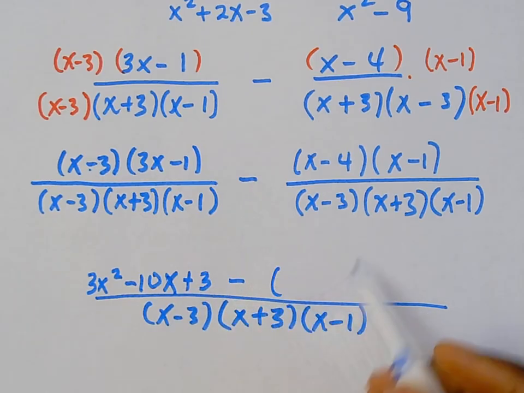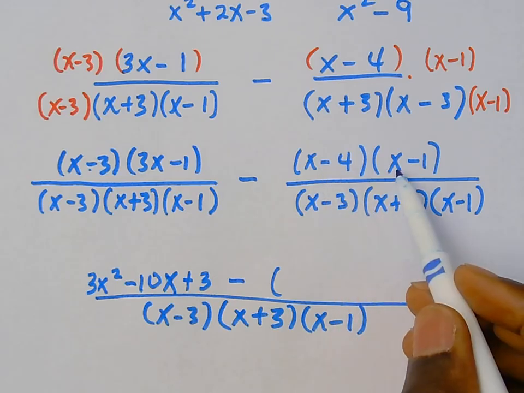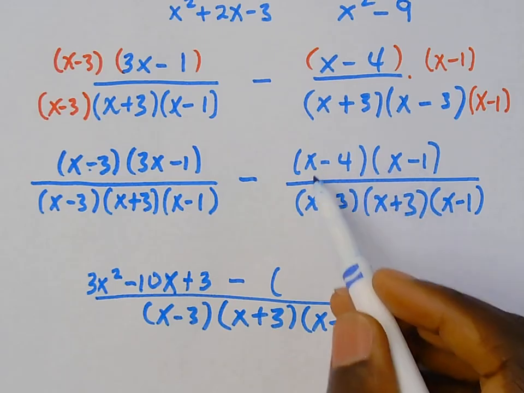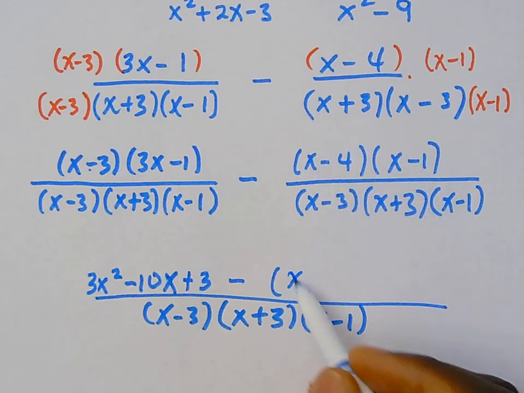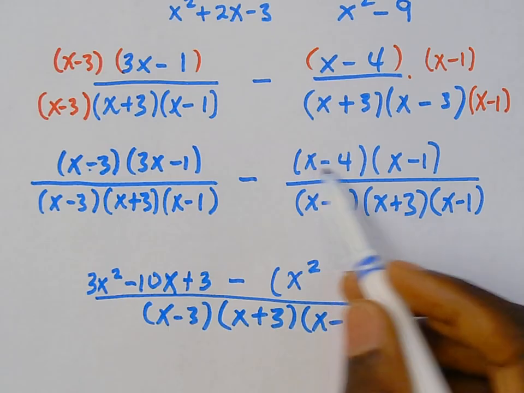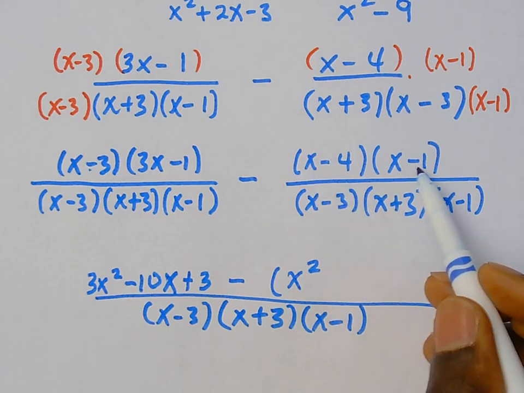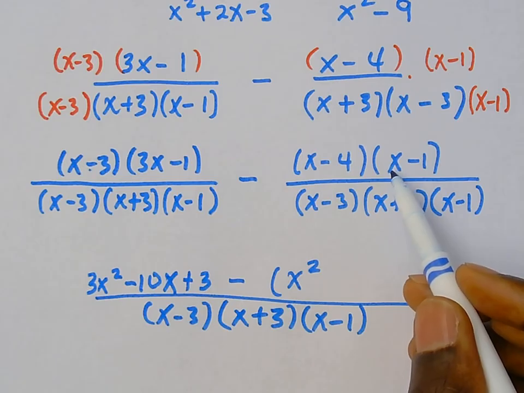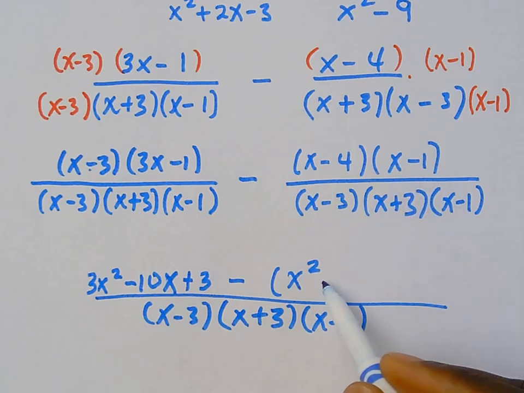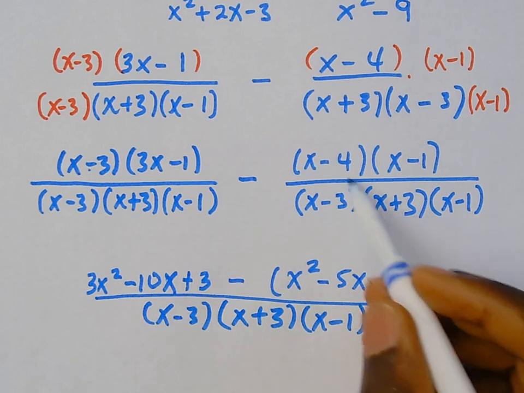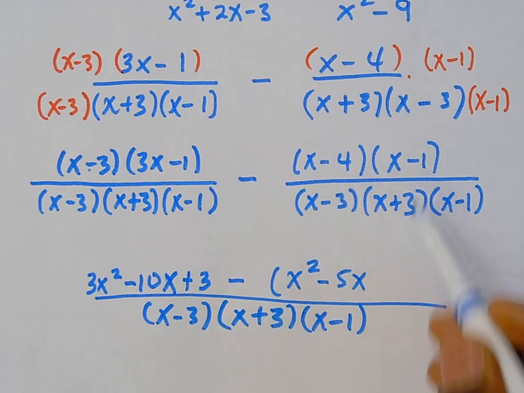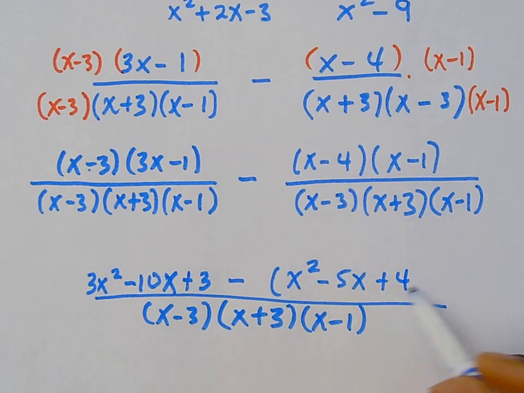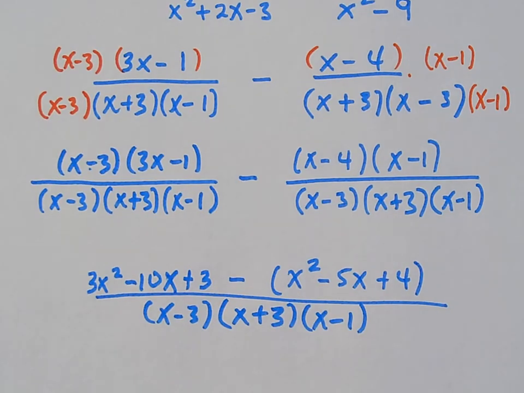Then I'm going to FOIL x minus 4, x minus 1. I'm multiplying them. So x times x is x squared. Now x times negative 1 is negative x. Negative 4 times x is negative 4x. So I have negative x and negative 4x becoming negative 5x. Okay. Then negative 4 times negative 1 becoming positive 4. So in the numerator, this is what I get when I multiply the numerators.